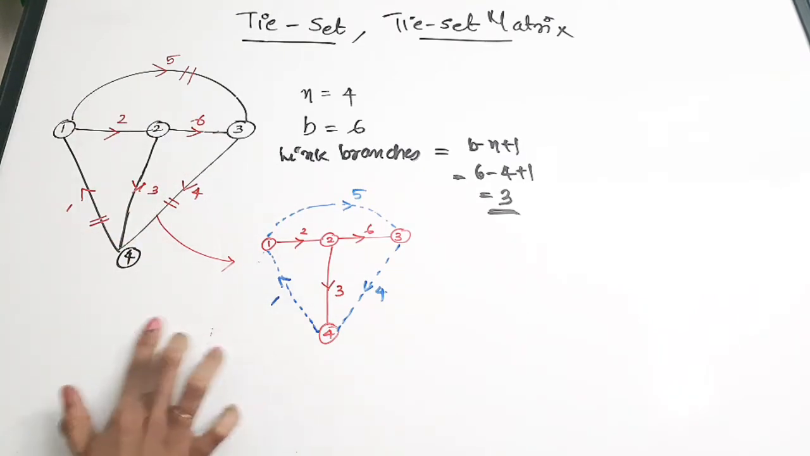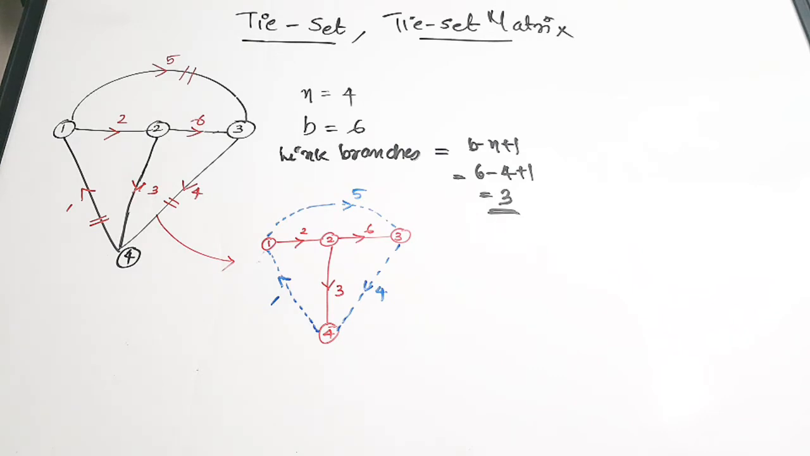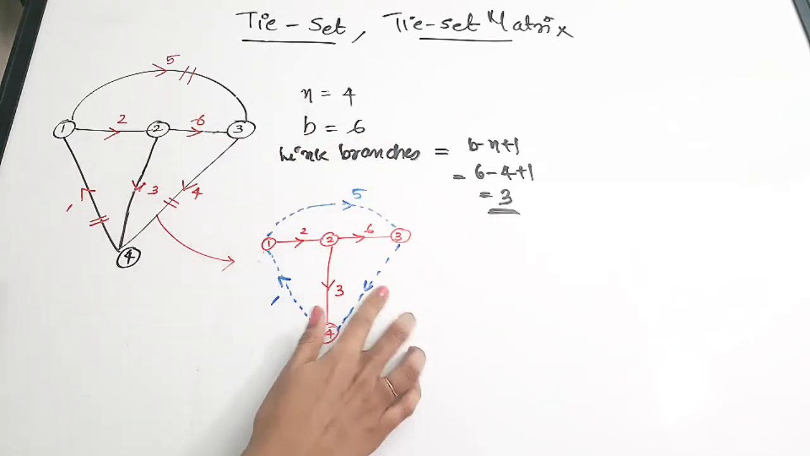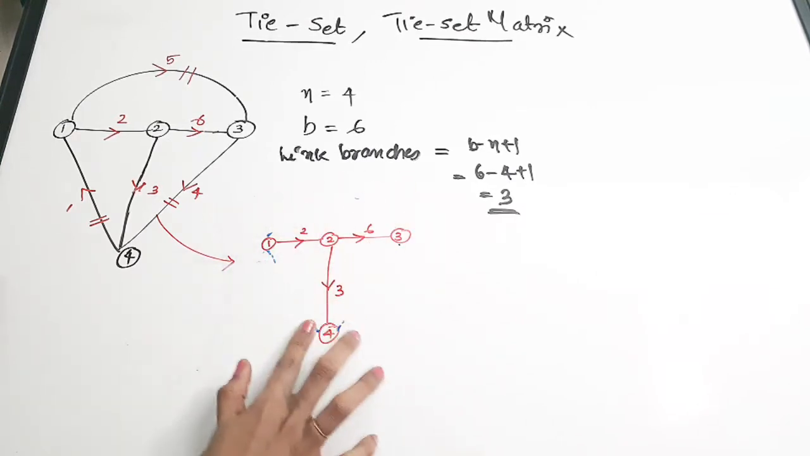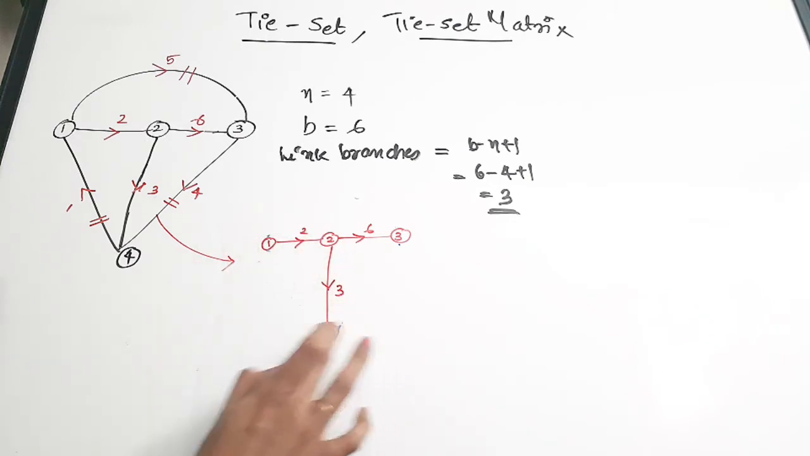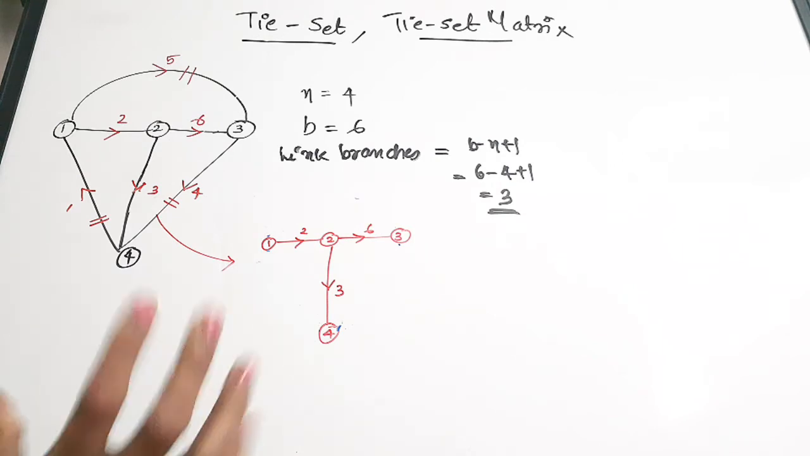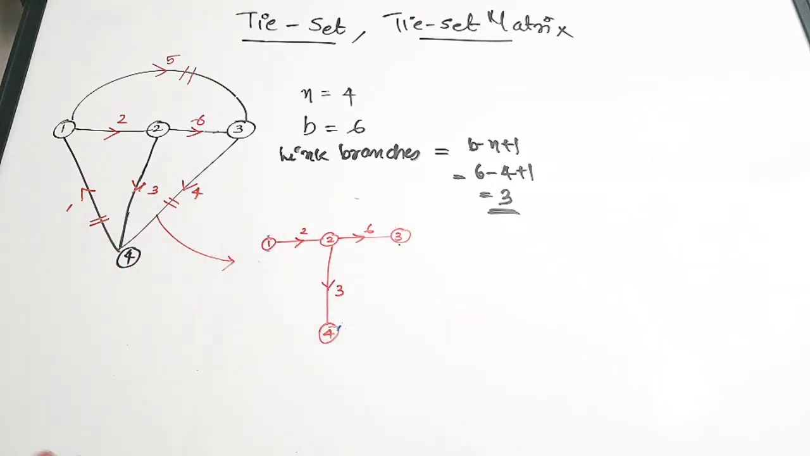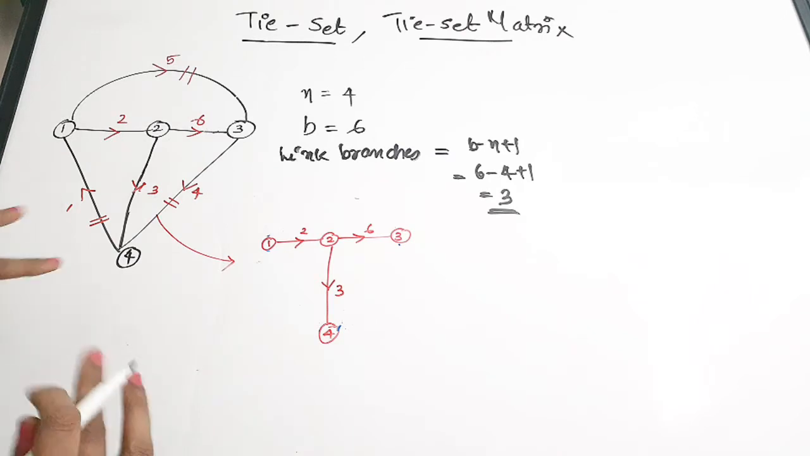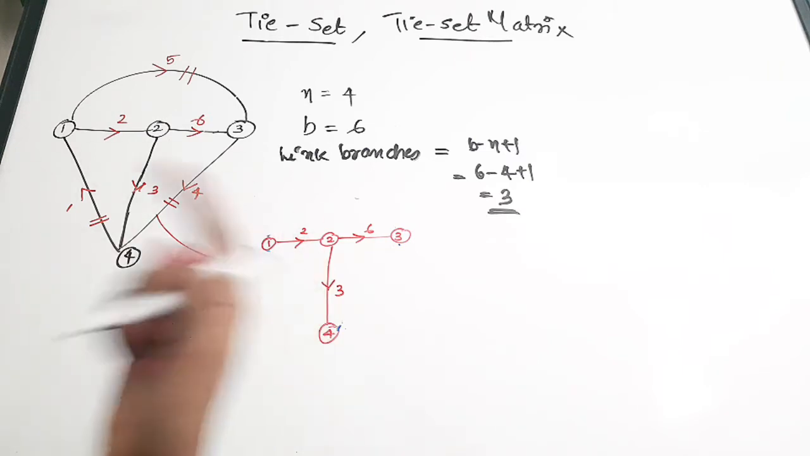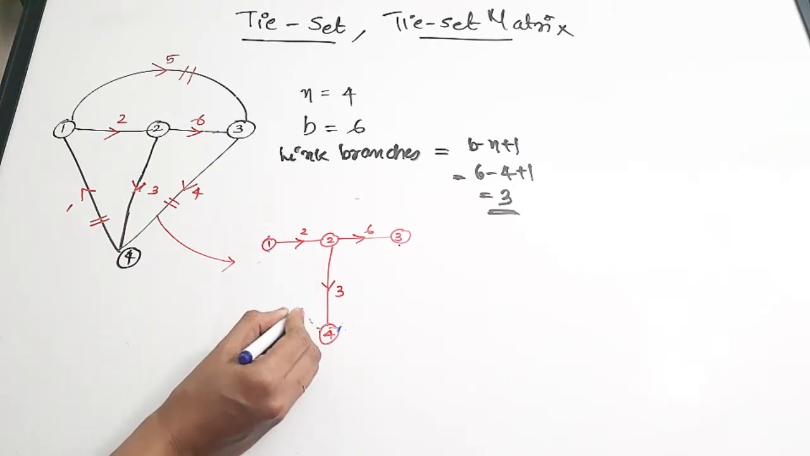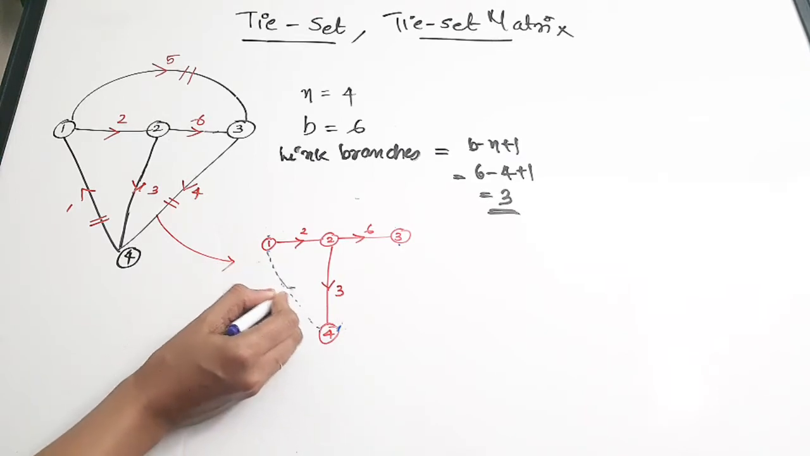Now let us come back to our point, which is called tie set. I'm just removing these blue colored branches once again. So this is my tree. Now in my tree, I'm going to put back one of my link branches and form a loop. Three link branches are there, that is branch 1, 4, and 5. Out of these three link branches, I'm going to put back one branch into my tree. Consider that I'm going to put back my branch 1.